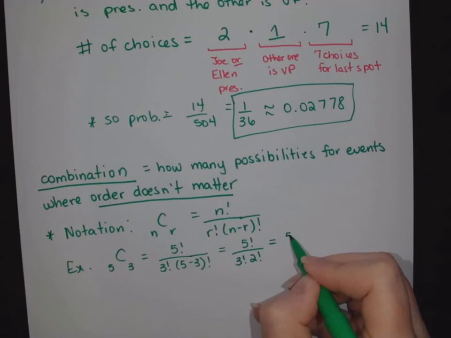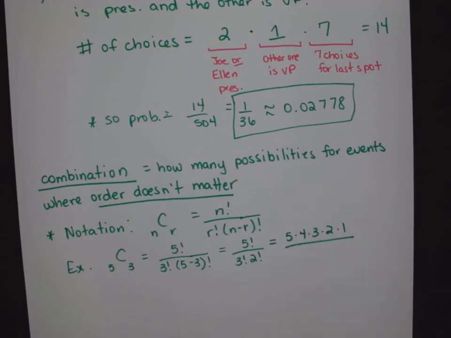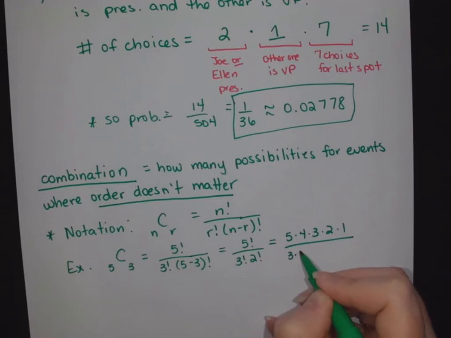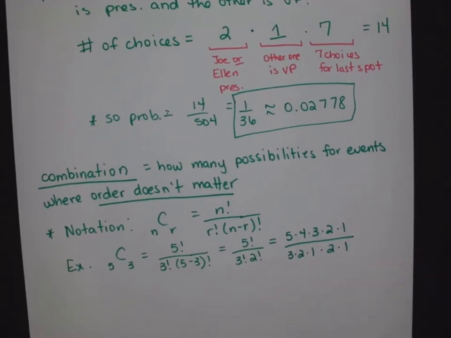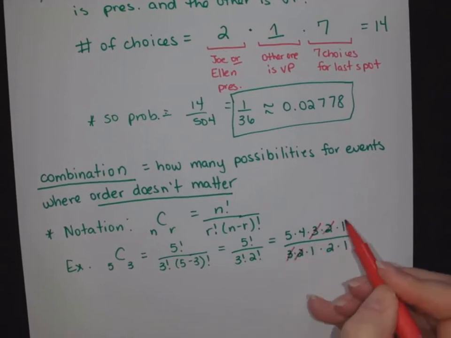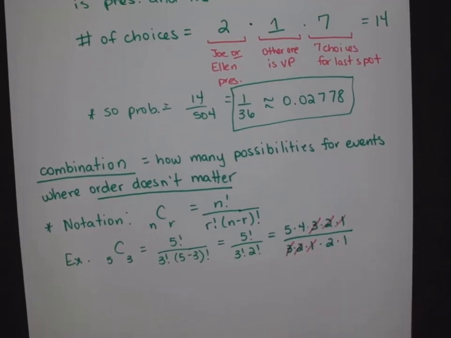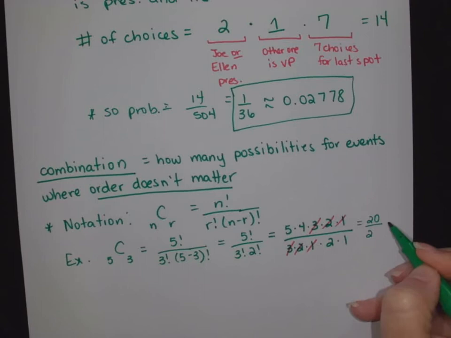But let's go ahead and expand this out. So 5 factorial would be 5, 4, 3, 2, 1. 3 factorial would be 3, 2, 1. And then 2 factorial would be 2, 1. So notice 3, 2, 1 is gone. Okay. You could even cancel the 2 out if you wanted to, but what you end up getting is 20 on top over 2, which is 10.